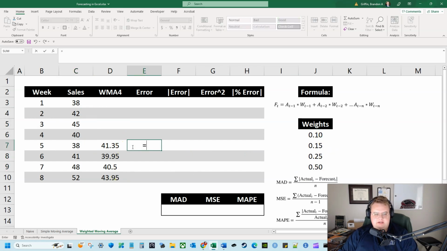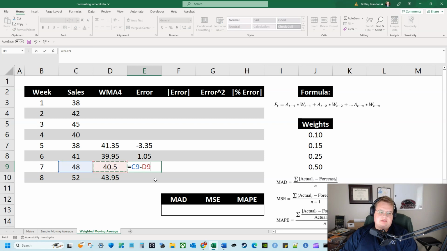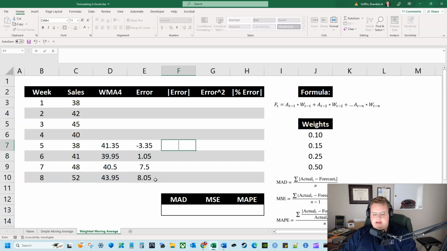So let's calculate our errors. That's going to be the difference between sales and the weighted moving average. That gives us negative 3.35. 41 minus 39.95 gives us 1.05. Then let's do 48 minus 40.5, and then 52 minus 43.95. All right, so remember, negatives cancel out, so you always want to do the absolute value. So I'll simply type that in: 3.35, 1.05, 7.5, 8.05.